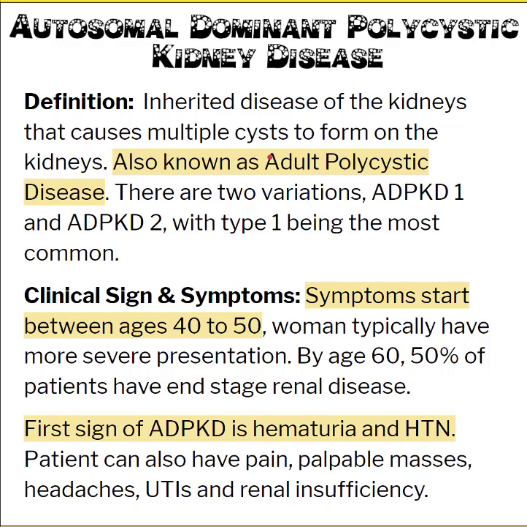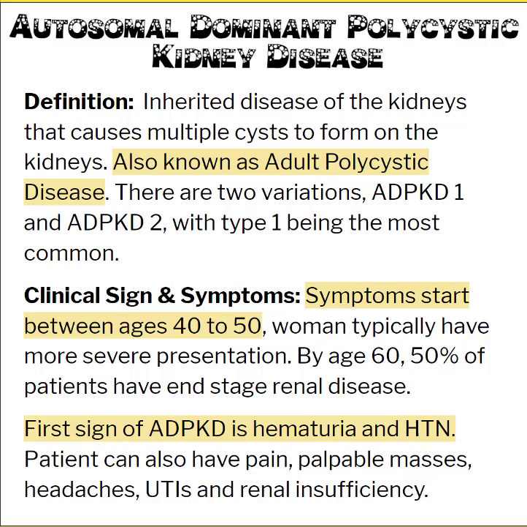Now, clinically, these patients are going to start showing symptoms between the ages of 40 to 50. And women are typically going to have a more severe presentation. Again, it has more to do with estrogen in the body and how the cysts are forming. And unfortunately, by the age of 60, half of the patients with ADPKD are going to be in end-stage renal disease and need a transplant. If they are unable to get that transplant, it is a fatal disease.